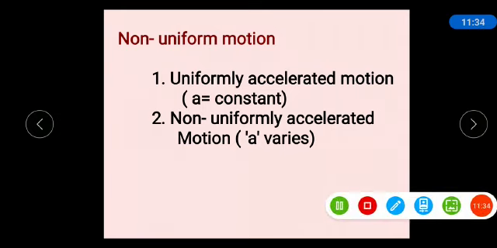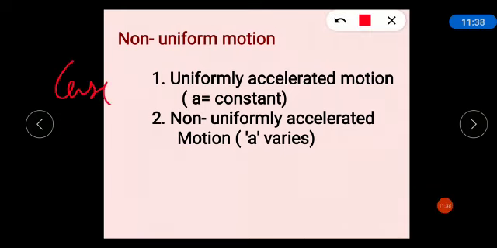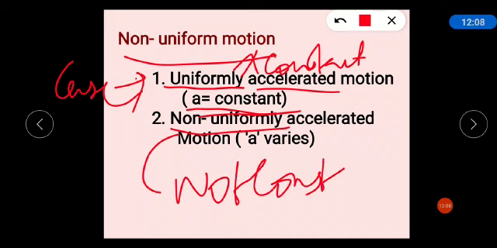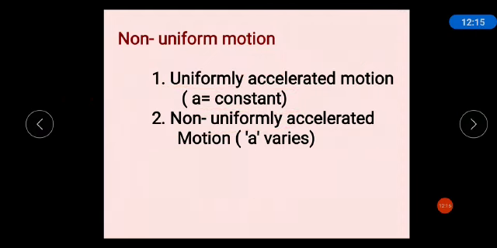Case 1 is uniformly accelerated motion. This is the first case in non-uniform motion. Uniformly means constant. What is constant? Accelerated. That means acceleration is constant. So in uniformly accelerated motion, acceleration will be a constant value. And non-uniformly means not constant. Not constant means it varies. Clear? So A varies. So based on the value of acceleration in non-uniform motion, it has two cases: one is uniformly accelerated motion and the other is non-uniformly accelerated motion.